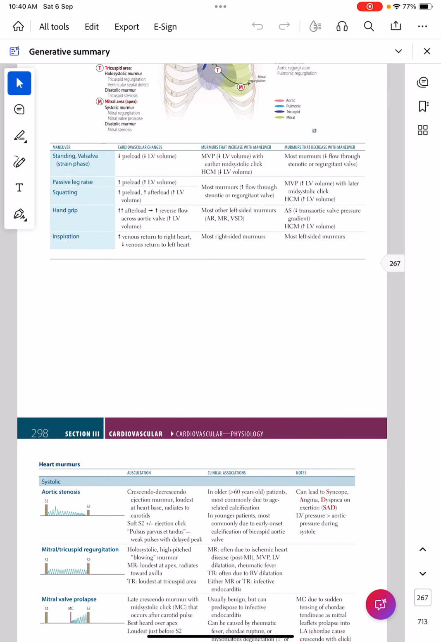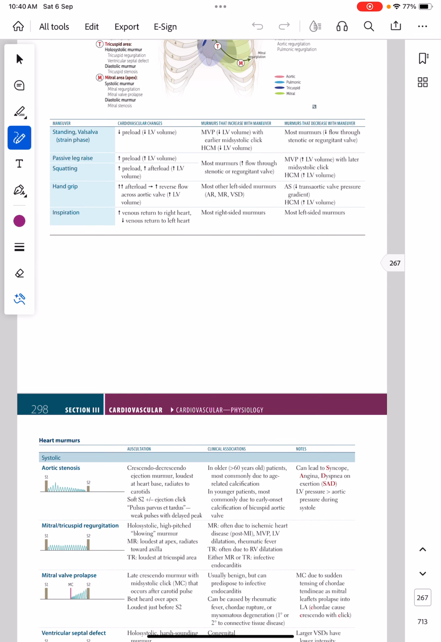The next topic we are going to discuss in cardiac physiology is heart murmurs. Normally the blood flow in the vessels is streamlined, and that streamlined flow does not cause any sound. But whenever there is turbulent flow of blood, the turbulence causes a certain sound which we call a murmur. And if this murmur is palpable, we call it a thrill.